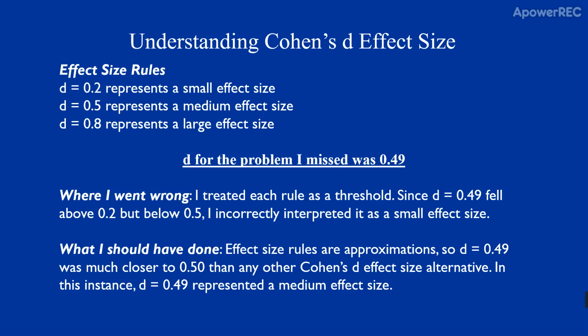What I didn't realize was that effect size rules are approximations, not necessarily thresholds. So D equals 0.49 was much closer to 0.5 than any other Cohen's D effect size alternative. So therefore, 0.49 represented a medium effect size rather than a small effect size.